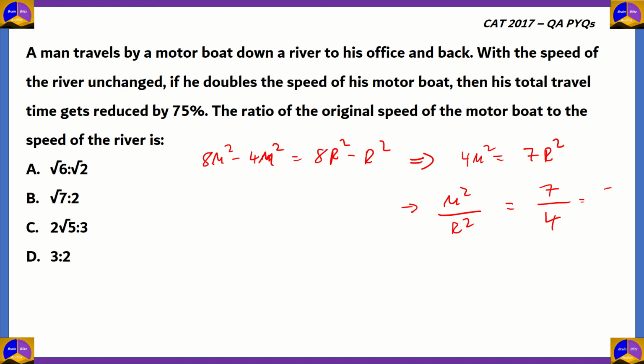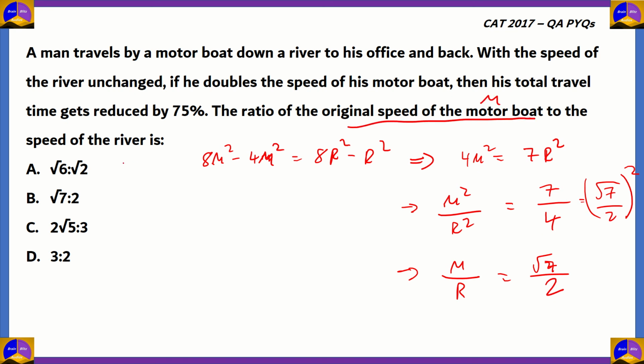Now 7 over 4 is also the same as under root of 7 over 2, the whole squared. And the reason why we do that is because we're going to take the square root on both sides. So on the left side, it's m over r, and on the right side, it is root of 7 over 2. So the ratio of the original speed of the motorboat, which is m, to the speed of the river, which is r, is root 7 over 2. So 2 times the speed of the motorboat is equal to root 7 times the speed of the river. So option B, root 7 is to 2, is the right answer.